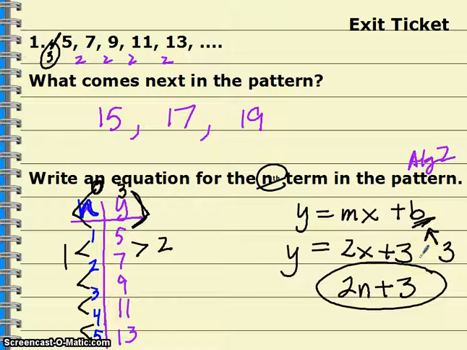And that's how we come up with the nth term. It's not easy. Again, it's Algebra 2. It's something you'll do later, but it is something that will be on our next test as extra credit.